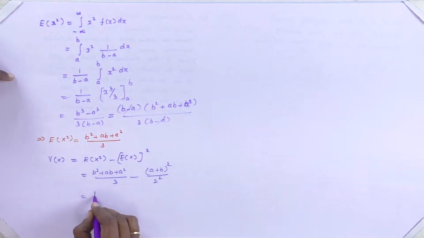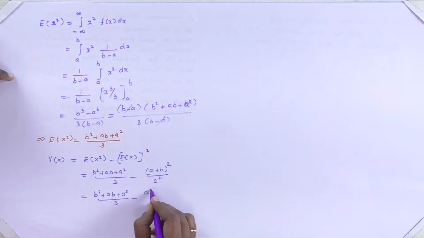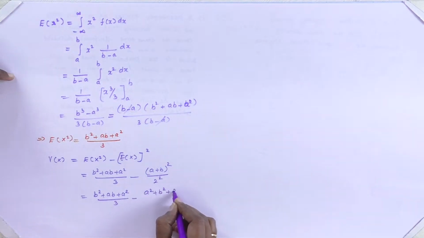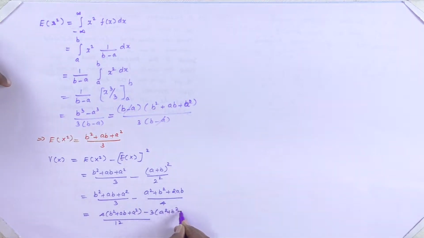That is, b square plus ab plus a square divided by 3, minus here a square plus b square plus 2ab divided by 4. Now, taking the LCM of this, 4 times of b square plus ab plus a square minus 3 times of a square plus b square plus 2ab.